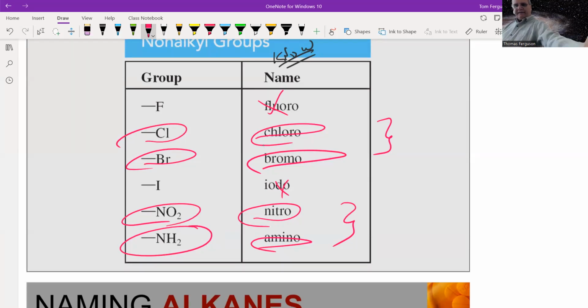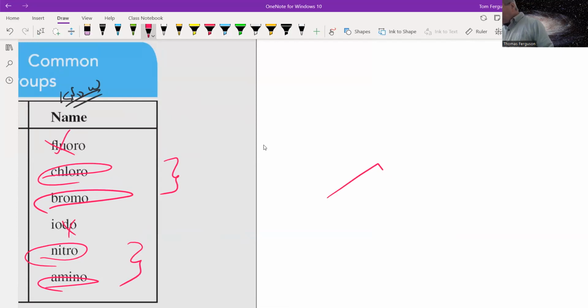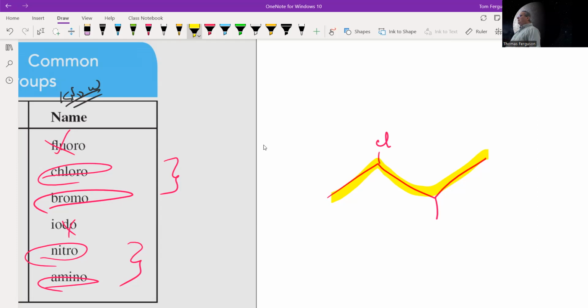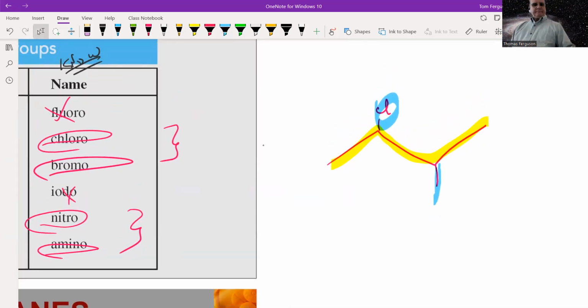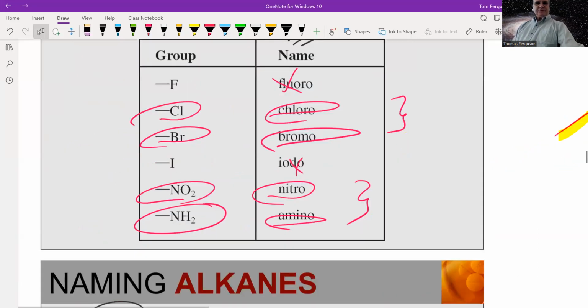So for example, if we had, okay, start off with a 4-carbon backbone, one carbon branch, and a chloro branch. So how would we name this? We can do one more chart here.